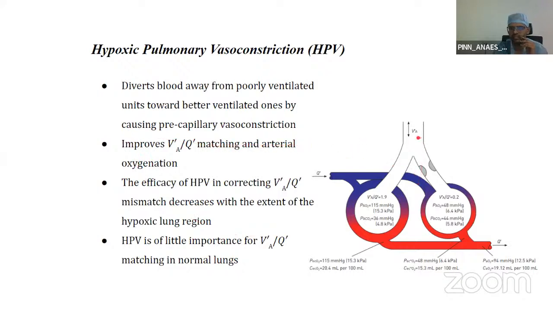As you can see, the unit on the right has a decreased ventilation compared to the unit on the left. As a result of hypoxic pulmonary vasoconstriction, there is reduced perfusion to this alveolus compared to this, because the blood flow is diverted to well-ventilated regions to improve PaO2. So HPV improves VQ matching and arterial oxygenation. The efficacy of HPV in correcting VQ mismatch decreases with the extent of hypoxic lung region. And this is of importance only in diseased lungs, because HPV is of little importance for VQ matching in normal lungs.